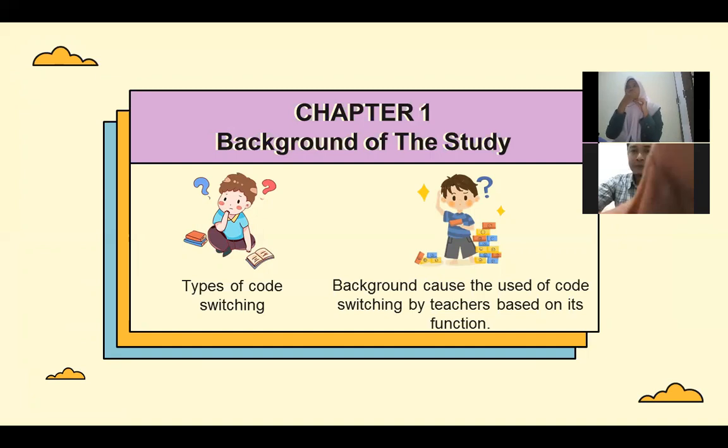Sorry, Mr., can you repeat it? Since your focus for this research is code switching by the teacher, what kind of function is used by the teacher in making code switching, please? The kind of function of code switching used by the teacher, based on my theory, is topic switch, affective function, and repetitive function.